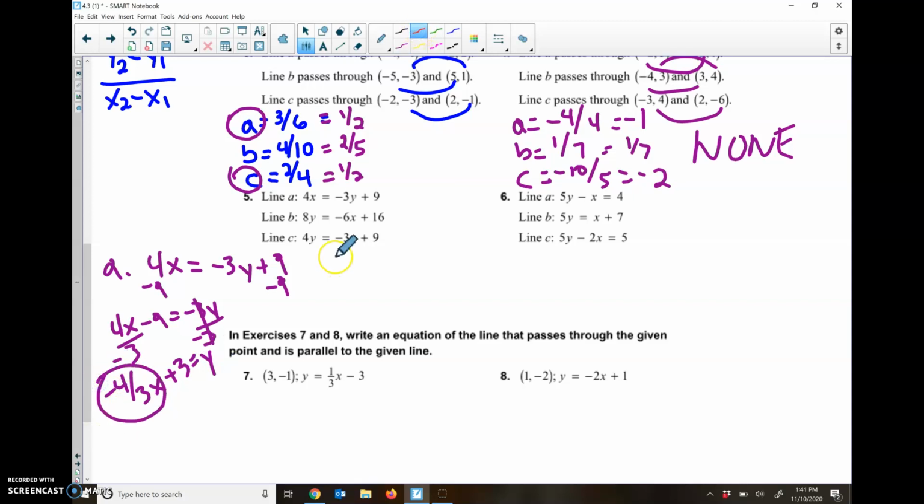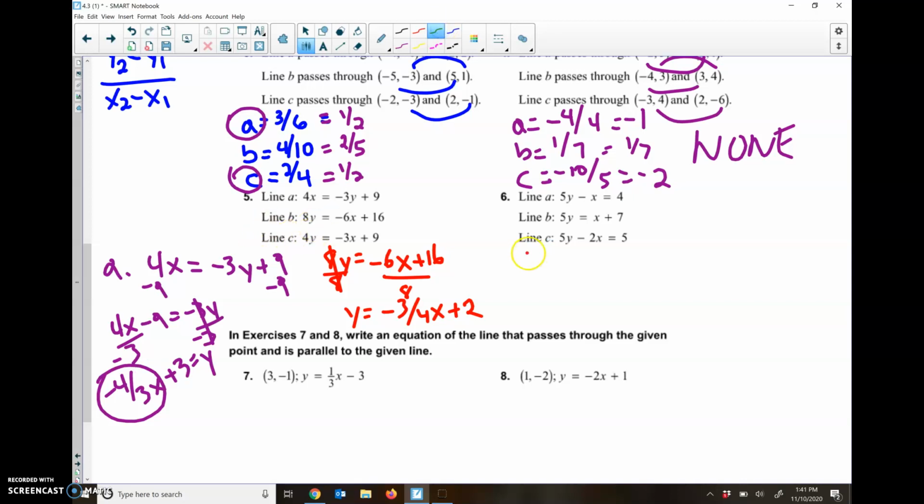Okay, let's look at B here. Do this one in red. 8y equals negative 6x plus 16. Divide both sides by 8. So I got y equals negative 3/4 x plus 2. So negative 4 over 3, negative 3 over 4, not parallel to each other.